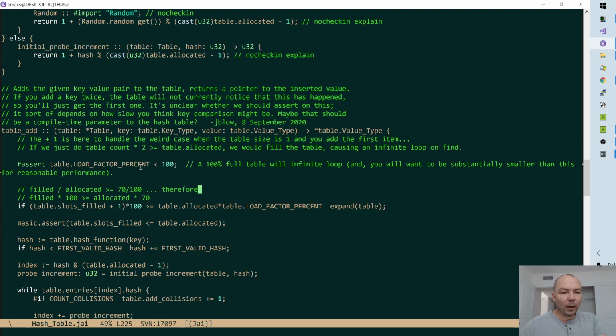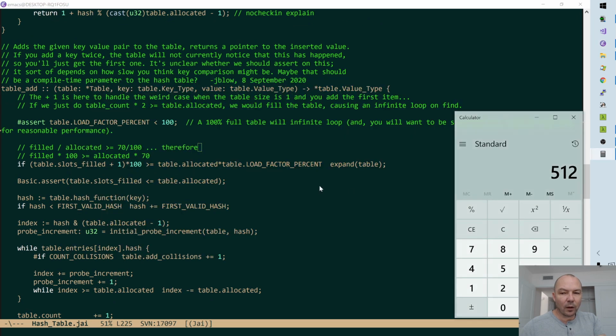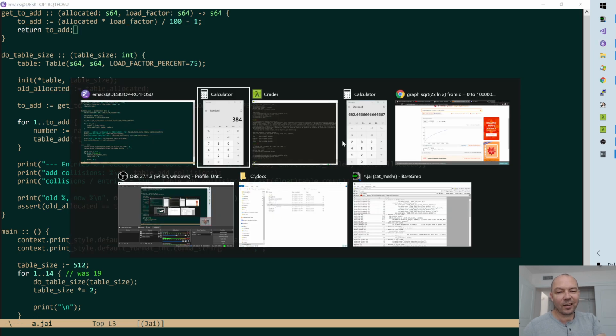So table.slotsfilled would be 384 times 100. So I just got confused when I was typing it in the calculator. 384 plus 1, right? 385, which is going to go over, times 100. It's greater than or equal to table data. Okay. So if we don't want to expand when we exactly round, we could subtract 1. That's all.